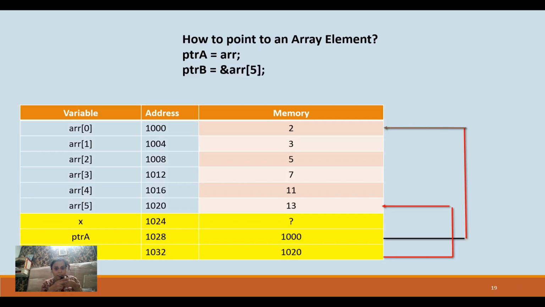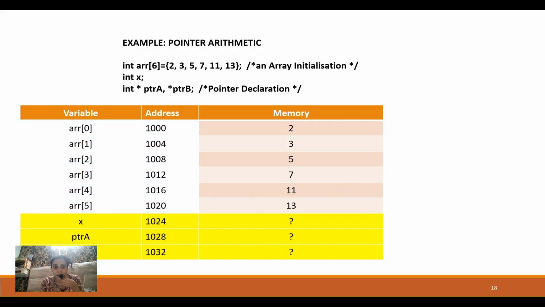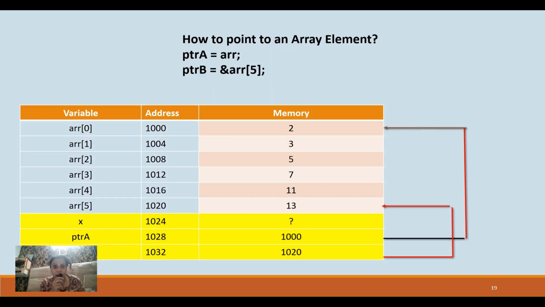Now how to point to an array element? ptra is equal to arr. What is arr? arr is the name of our array. When we say that ptra is equal to arr, what does that mean? ptra is going to point automatically to the first element in the array, and the first element in the array is 2, and therefore this line is going from ptra to 2.